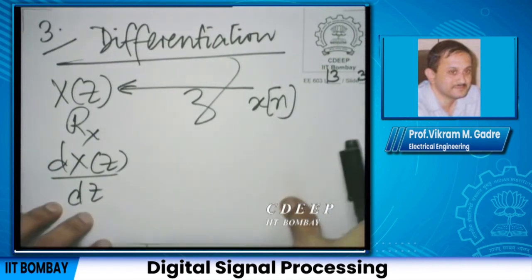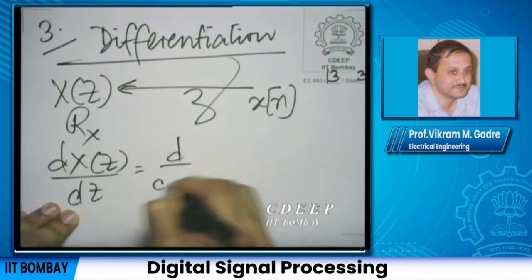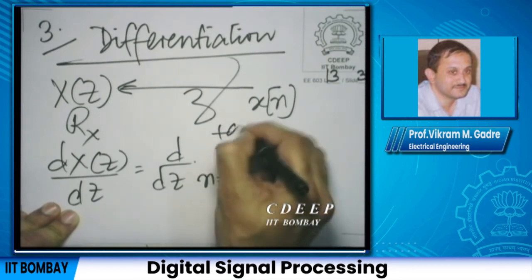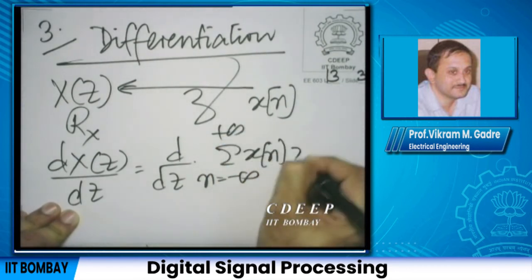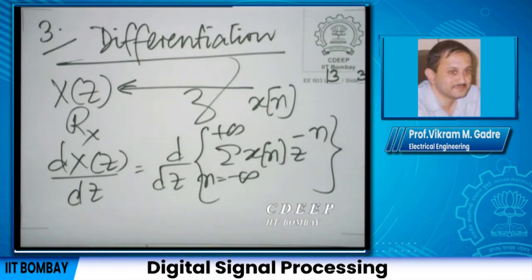Let us write down the expression. So, dX(z)/dz is d/dz times summation n going from minus to plus infinity x[n] z raised to the power minus n. Now, let us assume that this derivative exists. If it exists, then we can evaluate the derivative term by term. If it exists, then it is analytic.